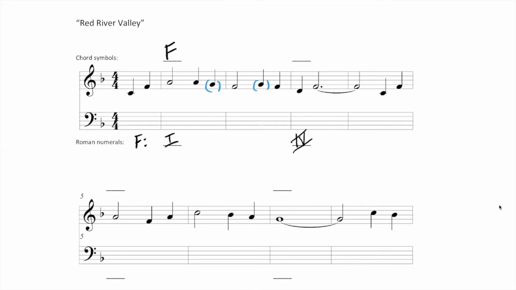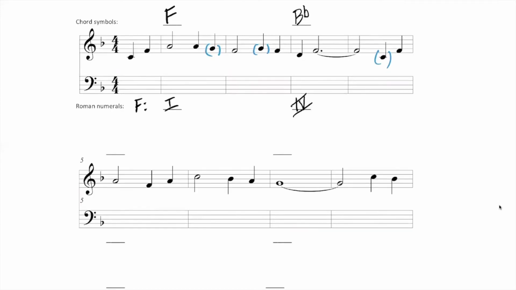It's a possibility. In the next phrase, we've got a lot of A, an F, a C, and then a B flat and another A.